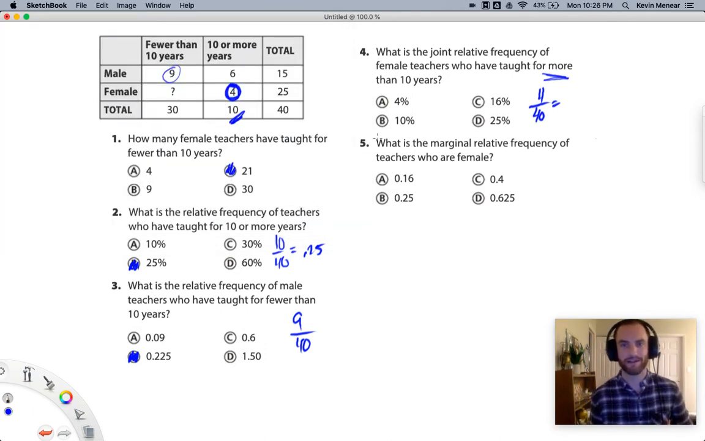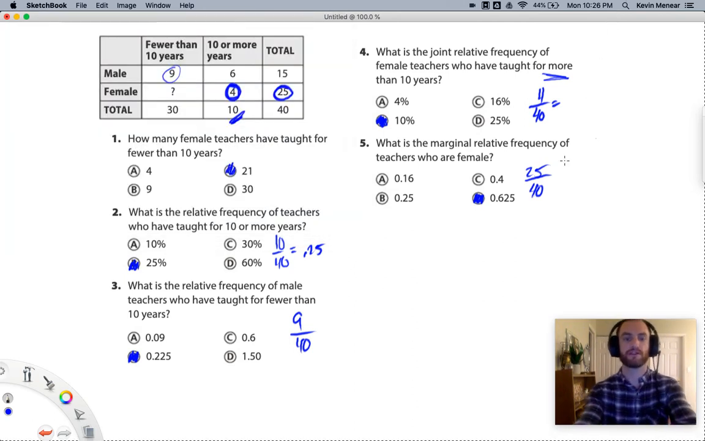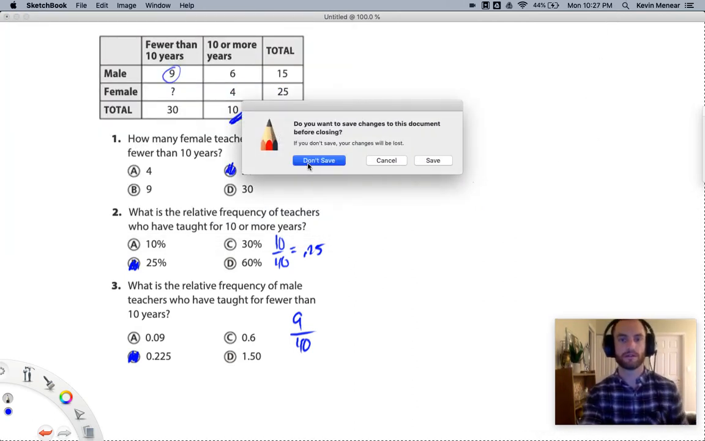Oh, 10%, obviously. Okay. What's the marginal relative frequency of teachers who are female? So margins, that's out in the margins here or here. Joint is in this inner box. Margins is out in the margins. And this is obviously the grand total. Marginal relative frequency of teachers who are female, that's 25 over 40. That's more than 50%, so this is the only reasonable answer. And if I do the division, I'd find out that was the case, right? 25 over 40 is 0.625. Awesome. All right.